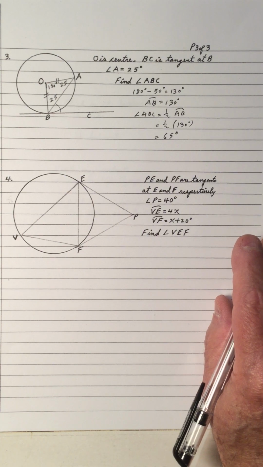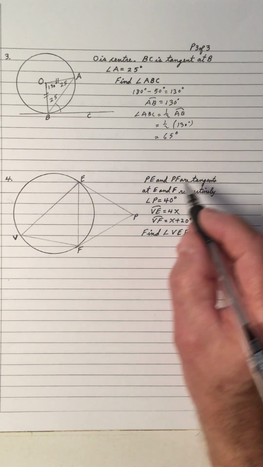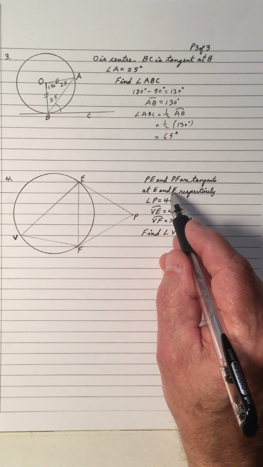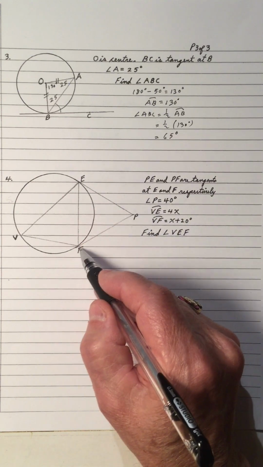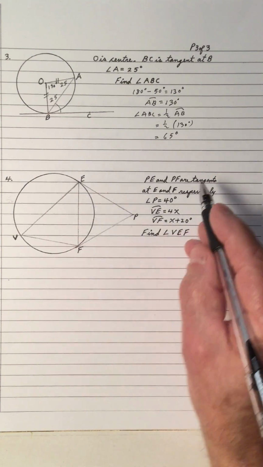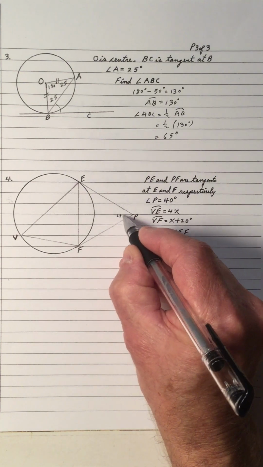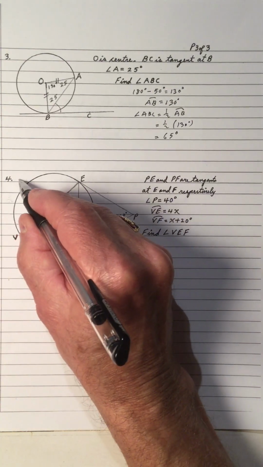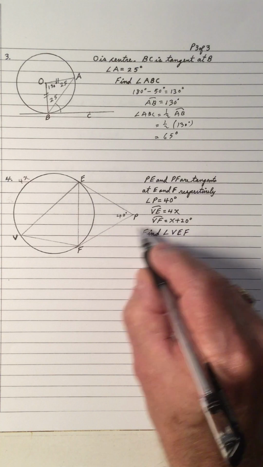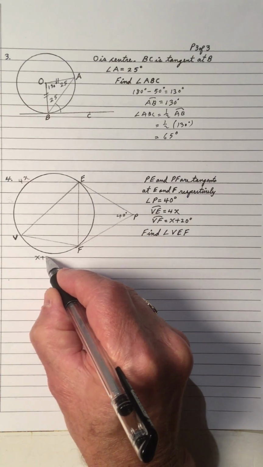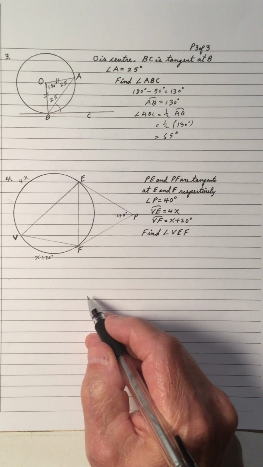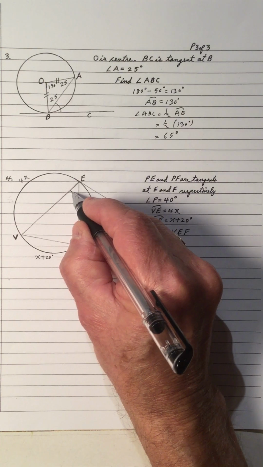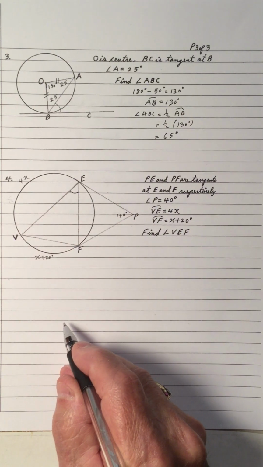And we have one more to do, very similar, using this property. PE and PF are tangents at E and F, and angle P is 40. The arc VE, this arc right here, is 4x, and the arc VF is x plus 20. It says find the angle VEF. So we have to find the measure of this angle right here.